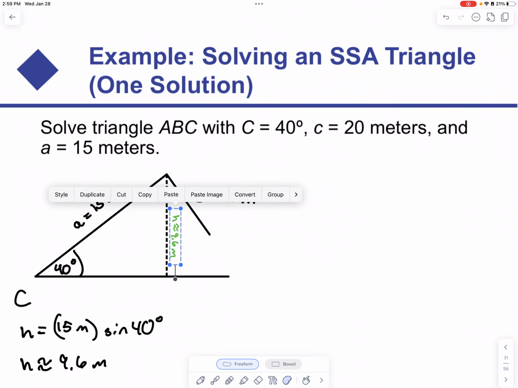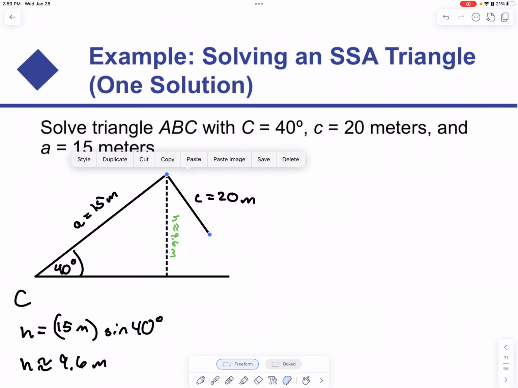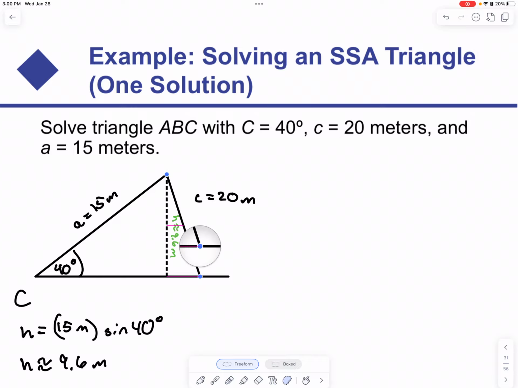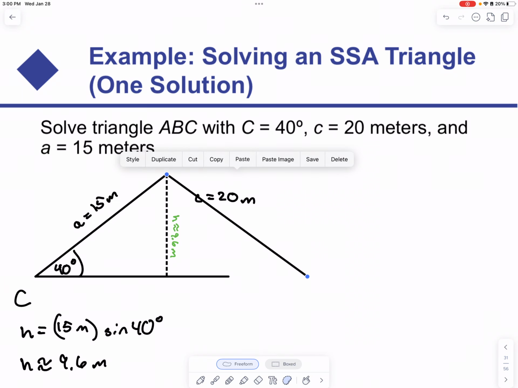Okay, all right. So now, looking at this, notice this side here is larger than this, and it's larger than this guy over here as well. In order for there to be two triangles, this side C would have to be longer than H, but shorter than this side A. But because it's longer than 15, it's not going to connect over here. So we should only have one triangle, where this guy goes to about there.